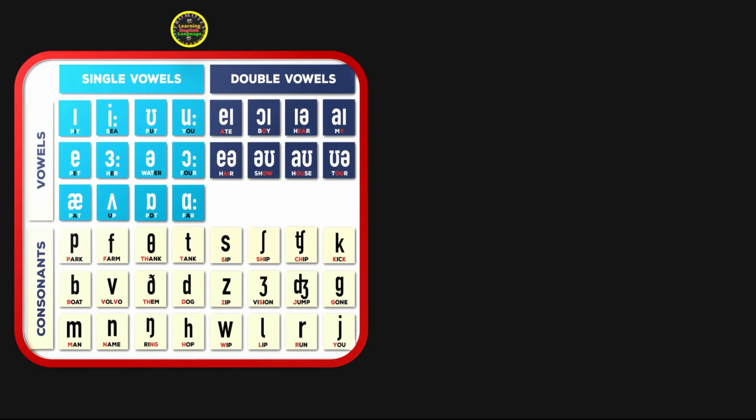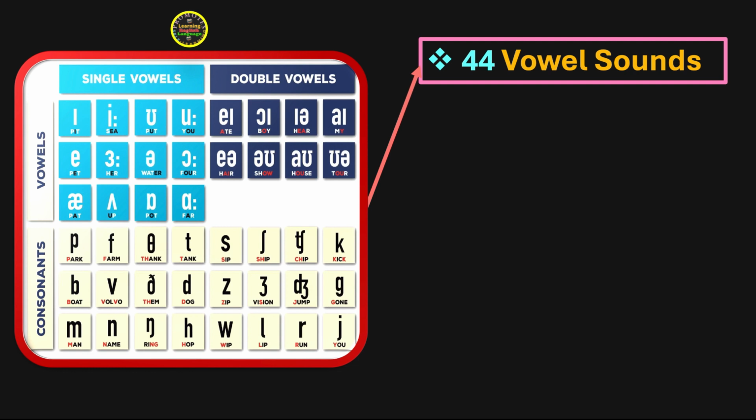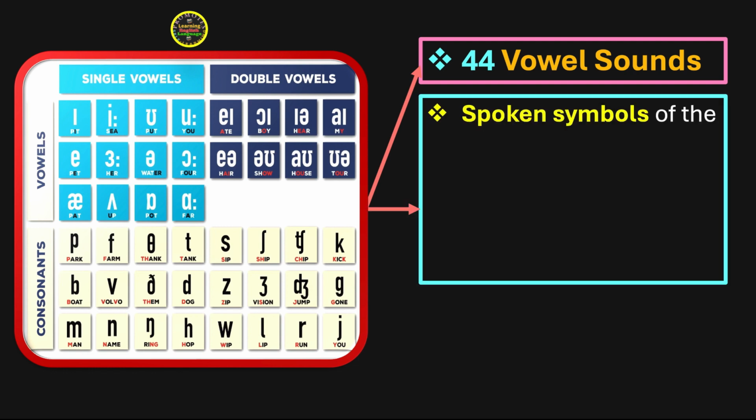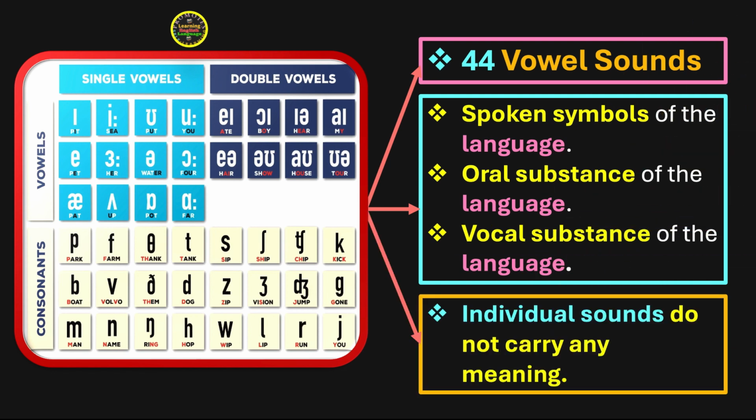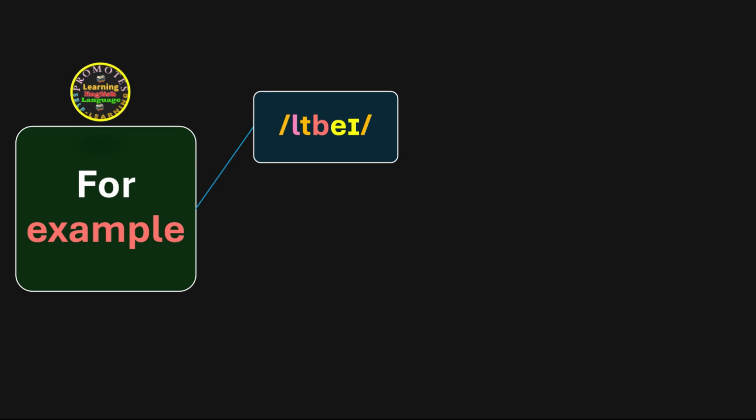We continue our discussion. Look at this set of phonetic symbols. They are the 44 phonetic symbols of the English language. They are considered spoken symbols of the language, the oral substance of the language. They are also said to be vocal substance, vocal material used for speech in the language. Thus, individual sounds, like the individual letters we just talked about, do not carry any meaning, do not give any sense. For example, la, ta, ba, a.